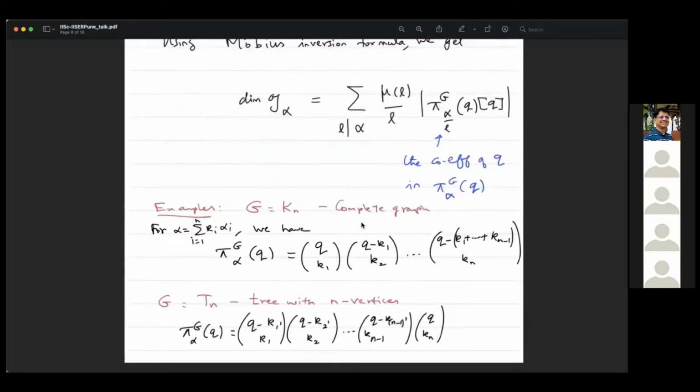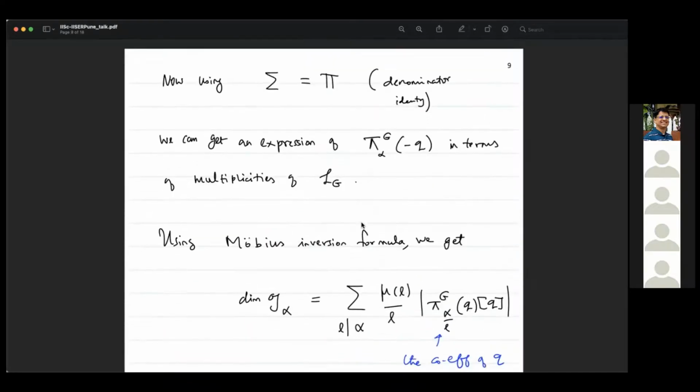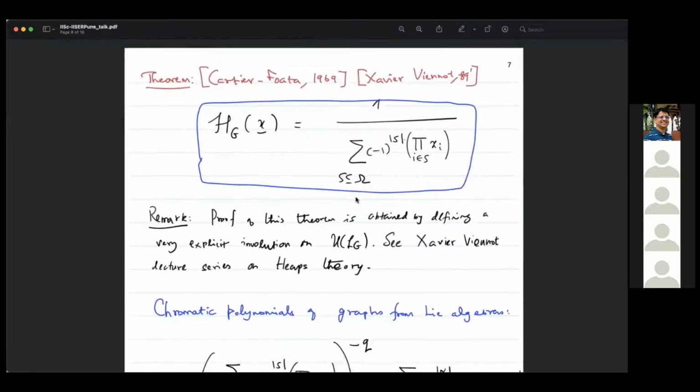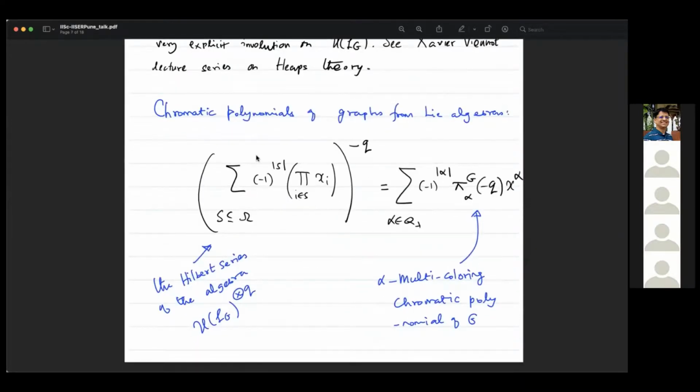Okay, so let's move on. As I promised, what one can do using this identity: once you raise it to the power q, you get this multi-coloring chromatic polynomial as the coefficient of x to the power alpha. Then you can fix alpha and compare the coefficients from the product side.